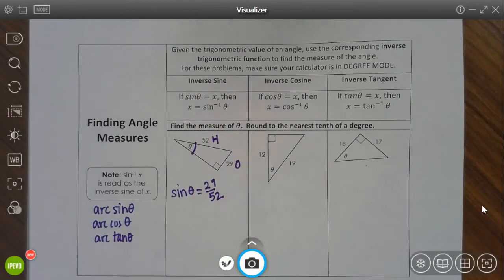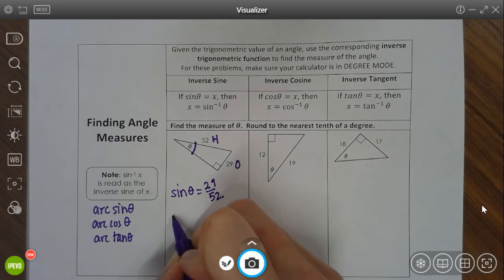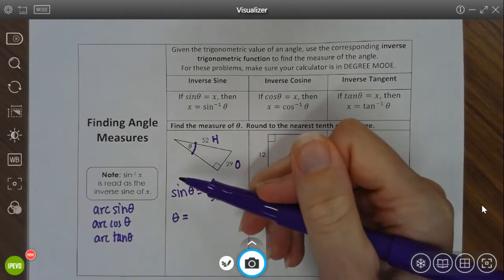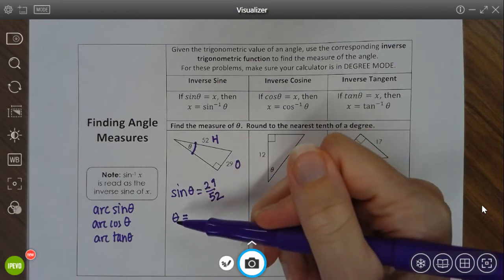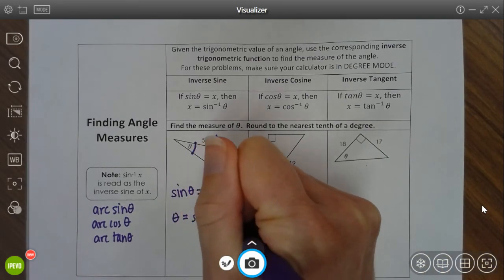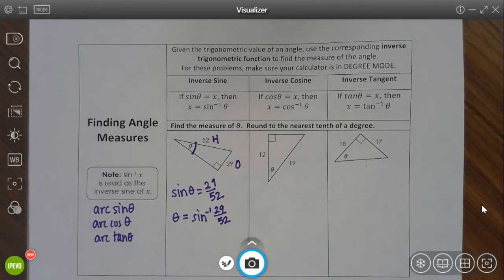Now my goal is to solve for theta, so I want to unsine this angle. So the inverse operation for that means I want to take the inverse sine of both sides. If I take the inverse sine of sine theta, I'm going to be left with just theta. And over here, I'm going to have the inverse sine of that ratio, 29 divided by 52.